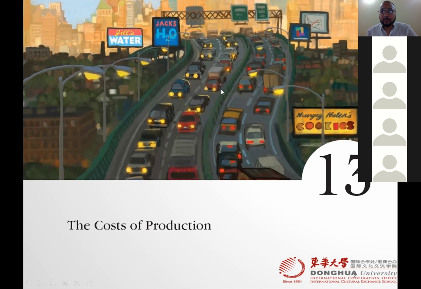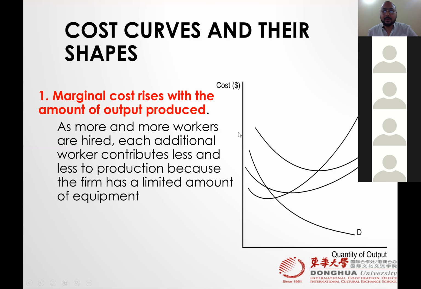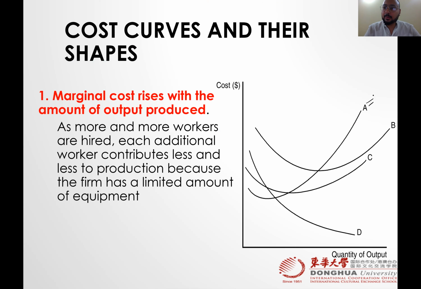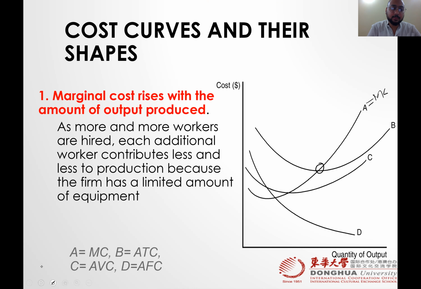So we talked about that the marginal cost rises with the amount of output produced, right? So if you pay close attention here, which one is the marginal cost here? A, B, C, D. So A is the marginal cost. Why? Because marginal cost cuts the average total cost, which is U-shaped, at its minimum. So if you see here, I have also pasted which one is MC, which one is ATC.